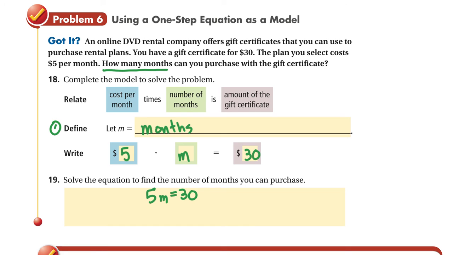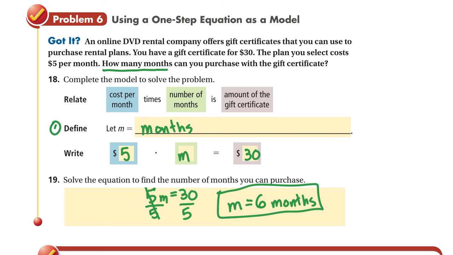I'm going to do the inverse of multiplication, which is division. So I'm going to divide both sides by 5. 5 gets eliminated on that side. So the number of months is 6. This gift card will be good for 6 months based on the plan I chose.